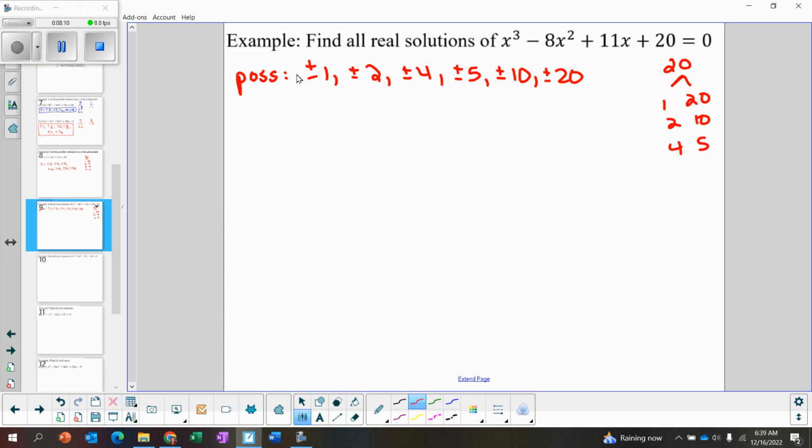We're going to start with our positive 1, see if it works. If it doesn't, we're going to move on to negative 1. We're going to go through our list until we find a 0 that works in this polynomial. So I'm going to do this using synthetic division. I'm going to take 1, negative 8, 11, 20, right? Not missing any terms.